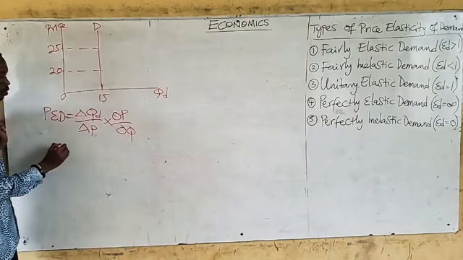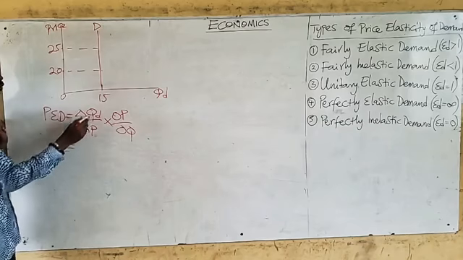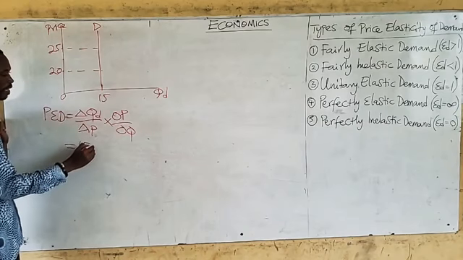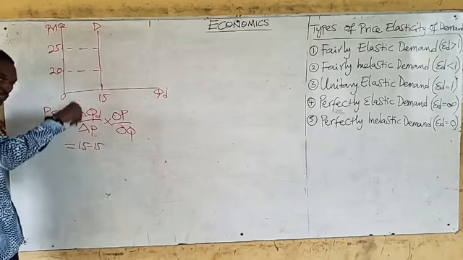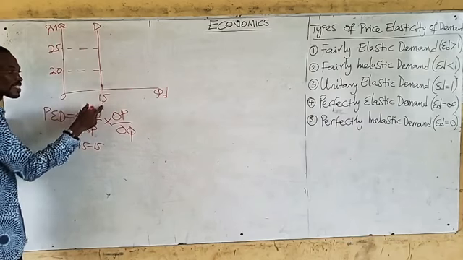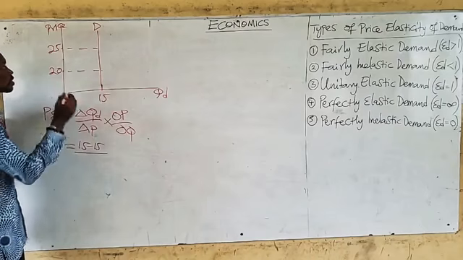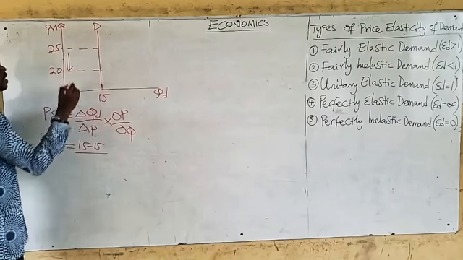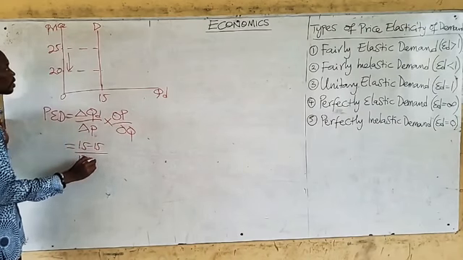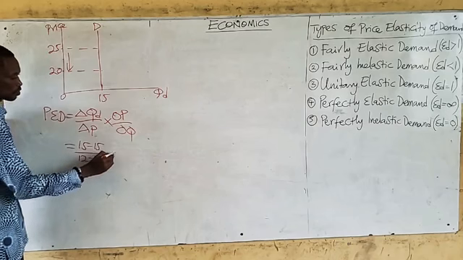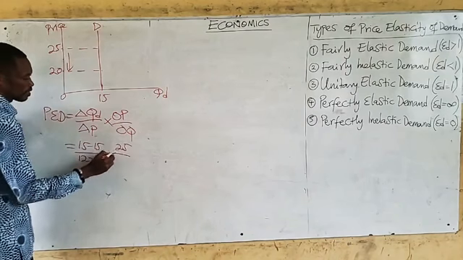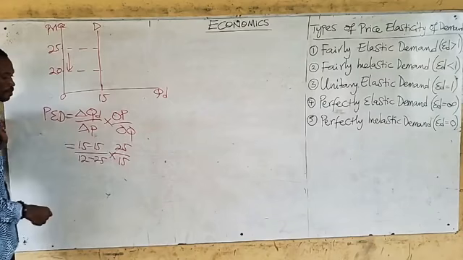So let's go. The change in quantity is 15 minus 15. It's not changing, so it's the same. The change will be 0. Is there any change here? There's no change. The change is 0. So 15 minus 15. That's how we do it. And then let's say the price rather reduced. It will be 20 minus 25. So 25 divided by 15.